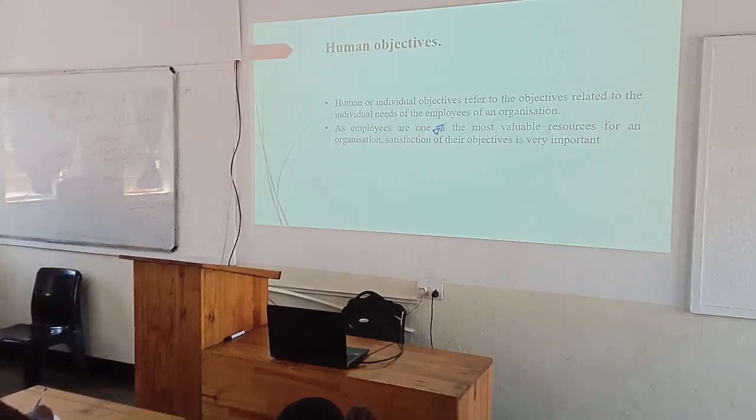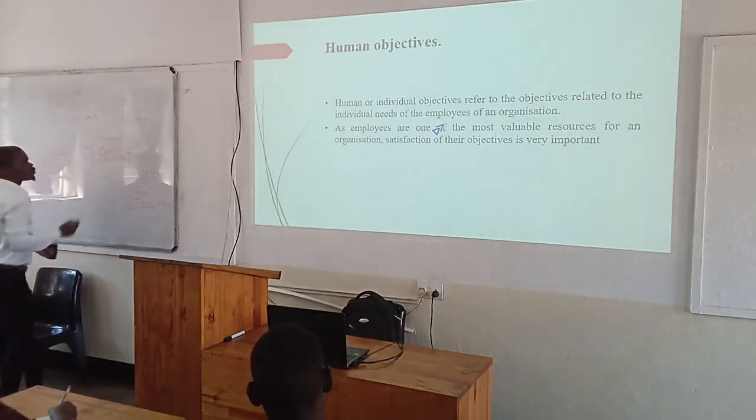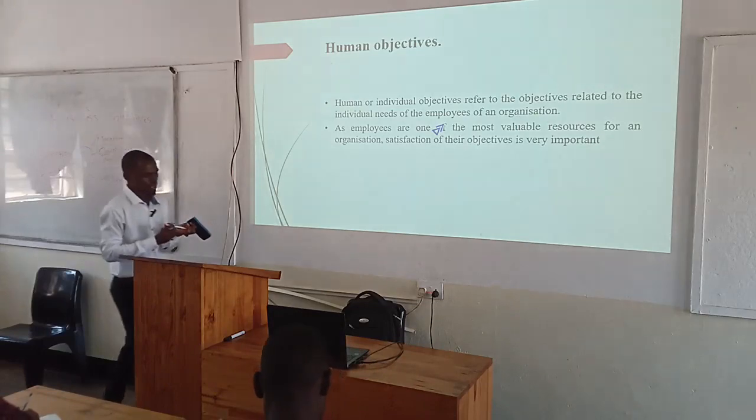So social objectives are mostly focused on the community. And then we have human objectives. Human objectives are focused on the employees, the employees within the organization.